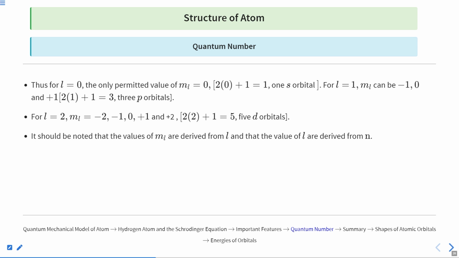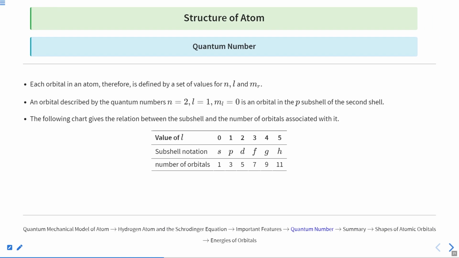Now it should be noticed here that the value of L is derived from n and the value of ml is derived from L. So you are getting a relation between all of this. So here is a notation for that, a summarization. If you take a value of L as 0, then you get subshell notation s and the number of orbitals is 1. If you take the value of L as 1, then you have the p subshell and the number of orbitals inside the p subshell is 3. Similarly, for 2 it is d and 5 is the number of orbitals; for 3 it is the f subshell and 7 is the number of orbitals. Clear?